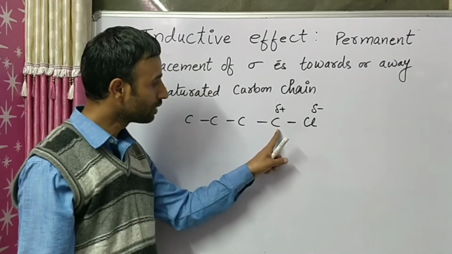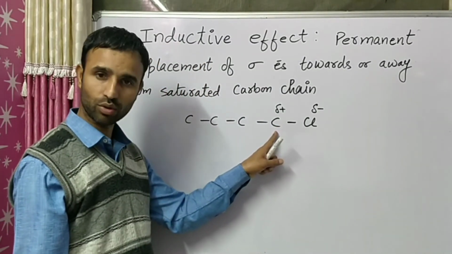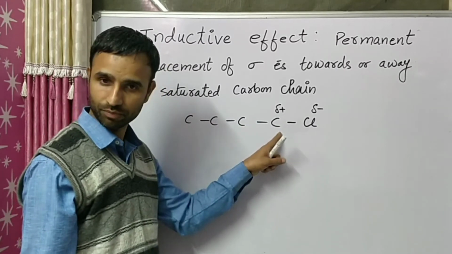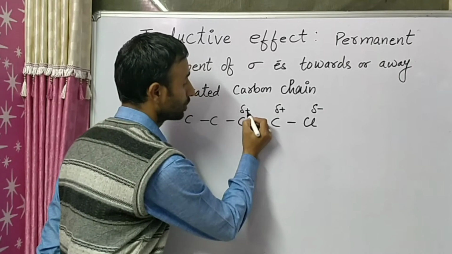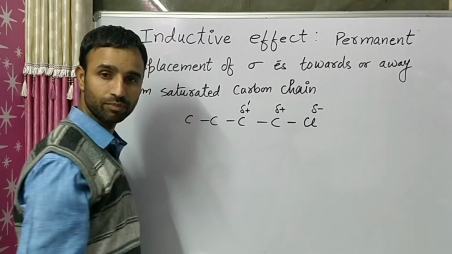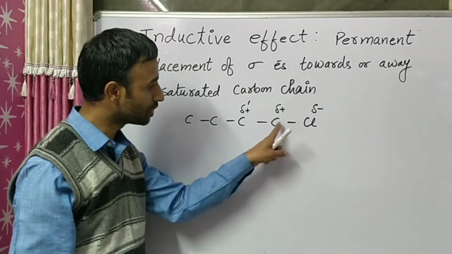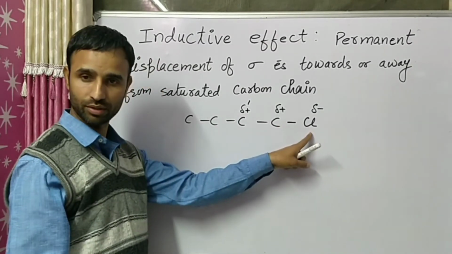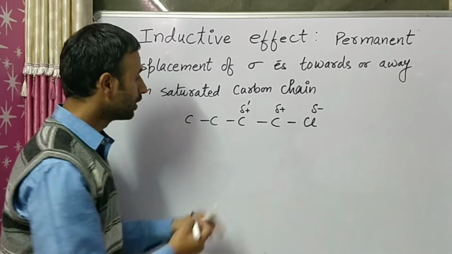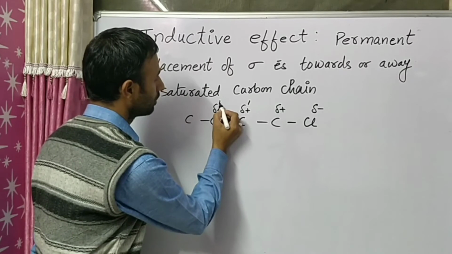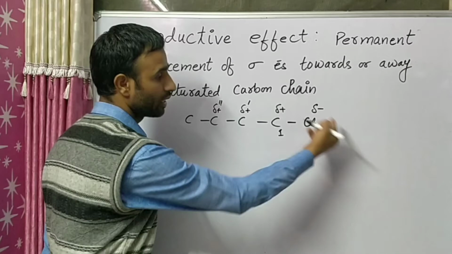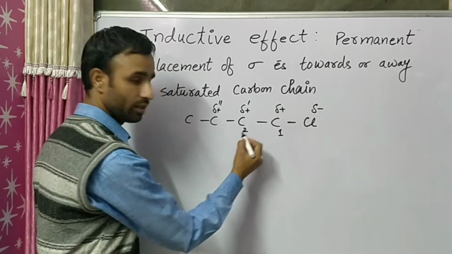Now, as this carbon becomes electron deficient, it withdraws electron from the next carbon. So it also acquires partial positive, but the positive charge on this is less than this, obviously, because this carbon is directly attached to chlorine. Clear? This carbon is attached to carbon only. So next is partially positive double dash. This is the first carbon directly attached to chlorine. This is the second one, third.